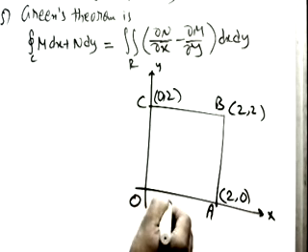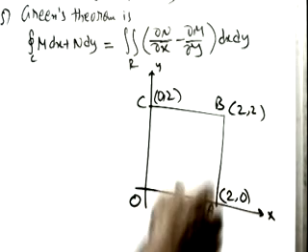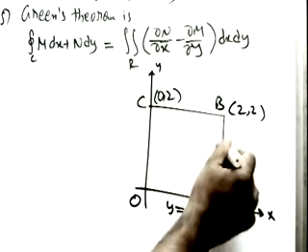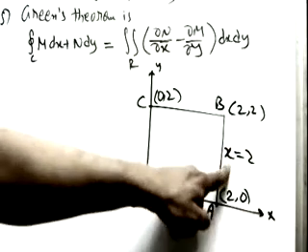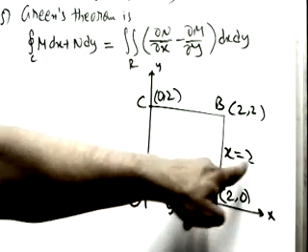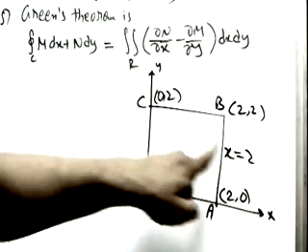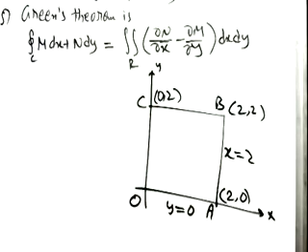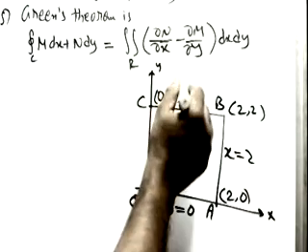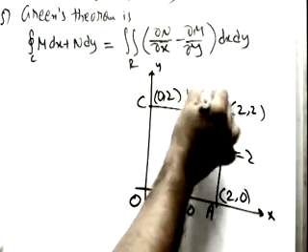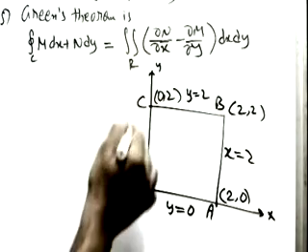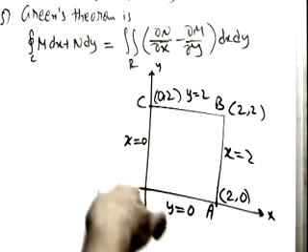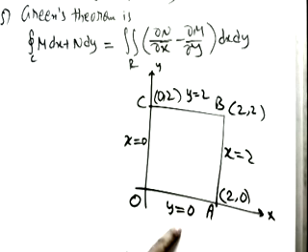One more thing: this line is the x-axis, so its equation will be y equals 0. This line is parallel to the y-axis, so it is x equals 2. Parallel to the y-axis means x equals distance. Parallel to the x-axis means y equals distance. The distance is 2 here. And this is the y-axis, whose equation is x equals 0. So we got the equations of all the sides of the square.